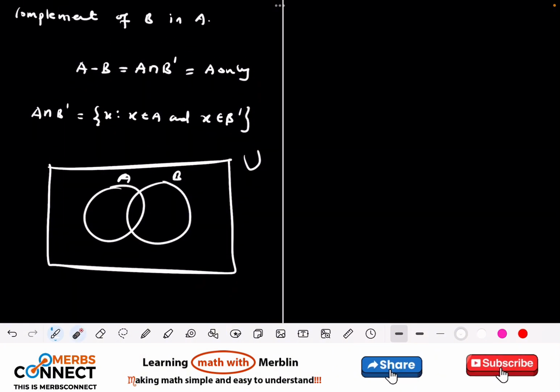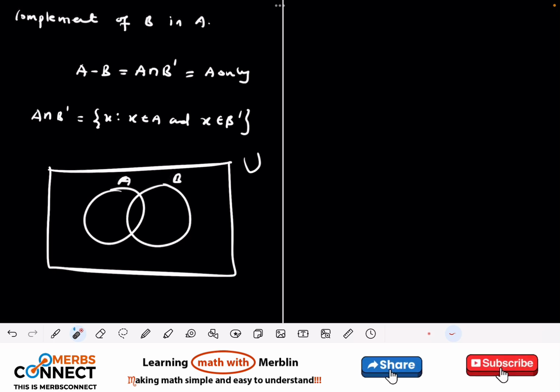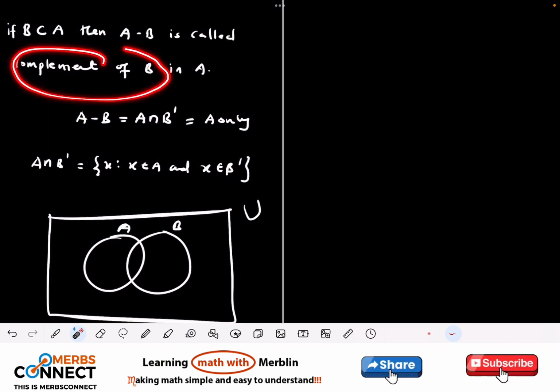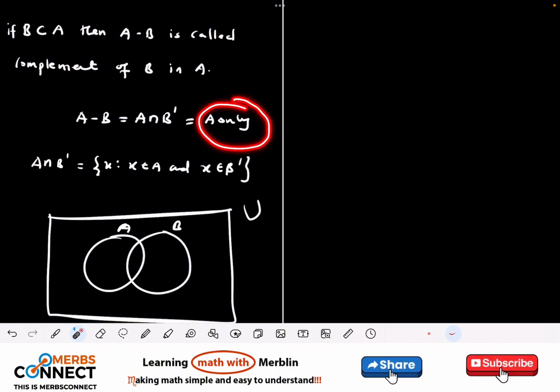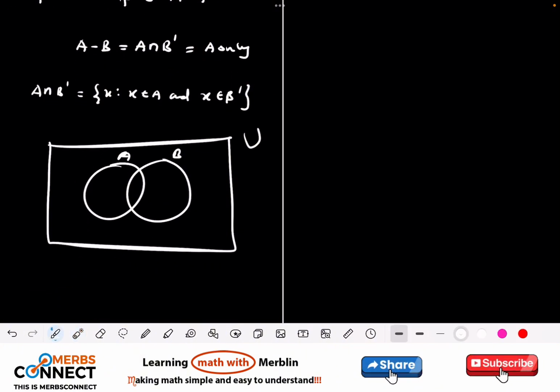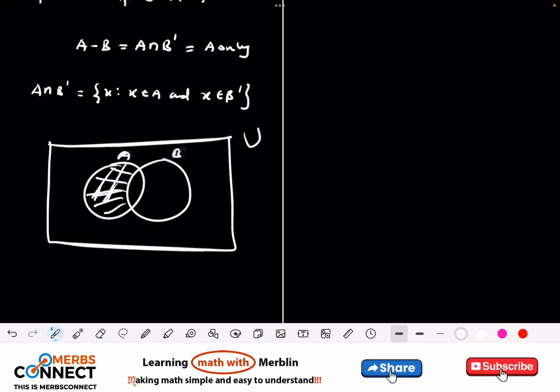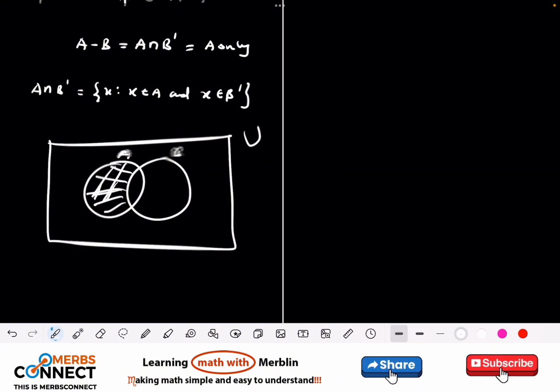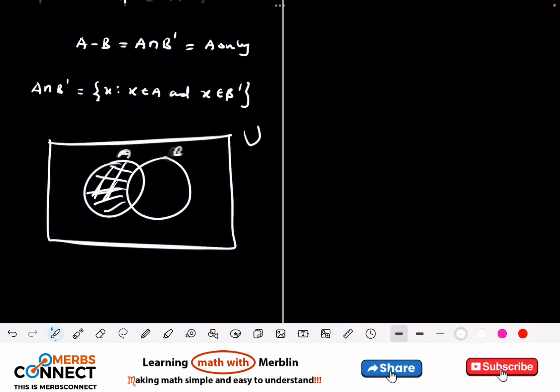Remember, when I have A difference B, we are saying that that is the complement of B in A. And in other words, we are talking about A only. So where is A only? A only is just right here. Good. So this is A only. Where I've shaded is A only. So we have subtracted the B from the A, so this becomes the A only. So this is what we are going to have.